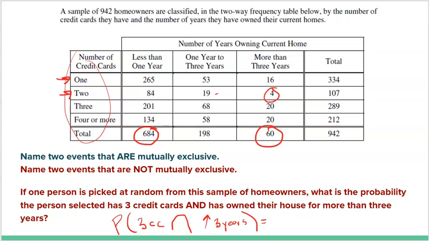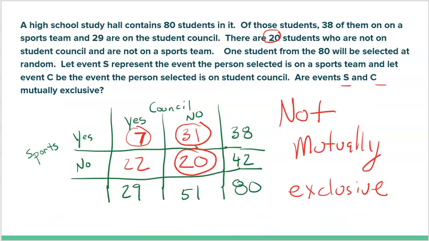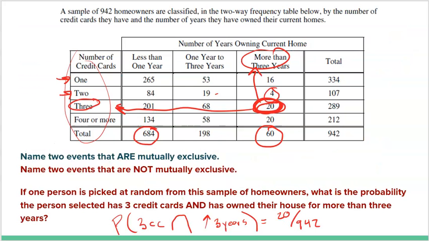All right, so how do I figure this out? Open your eyes and look in the chart. All you got to do is cross them out. 3 credit cards is right here. More than 3 years is right here. So I'm looking right here. The overlap is 20. They overlap with more than 3 years and they overlap with 3 credit cards. So that's 20 out of 942 people that are both having 3 credit cards and living in their house for more than 3 years. So it's really, really easy when you have one of these tables to find and probabilities like this, right? What's a little bit hard is when you have to make the table, but when you have the table, it's quite easy.